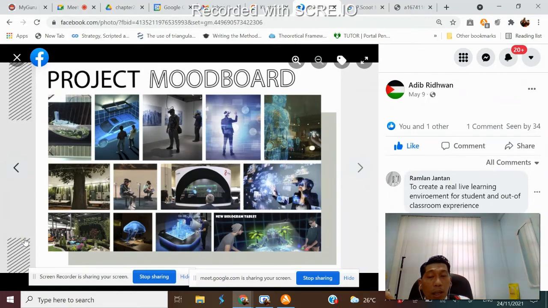It is a concept. Adib was proposing a concept of outside classroom, which is if you want to learn something, it doesn't have to be the classroom, but it can be outdoor. So this is the idea of Adib trying to show how technology such as virtual reality helps make our classroom environments more interactive.